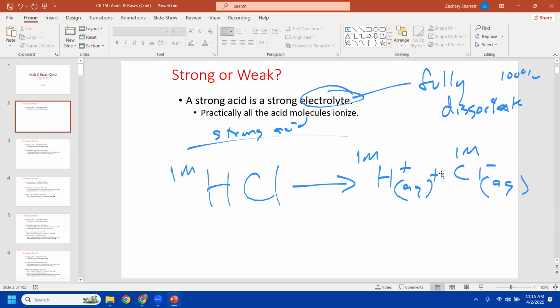Anybody know any other strong acids? Shout out an acid. I'll tell you if it's strong or weak. Hydrofluoric acid is actually a weak acid. So what do we think the different properties of hydrofluoric acid and hydrochloric acid are?